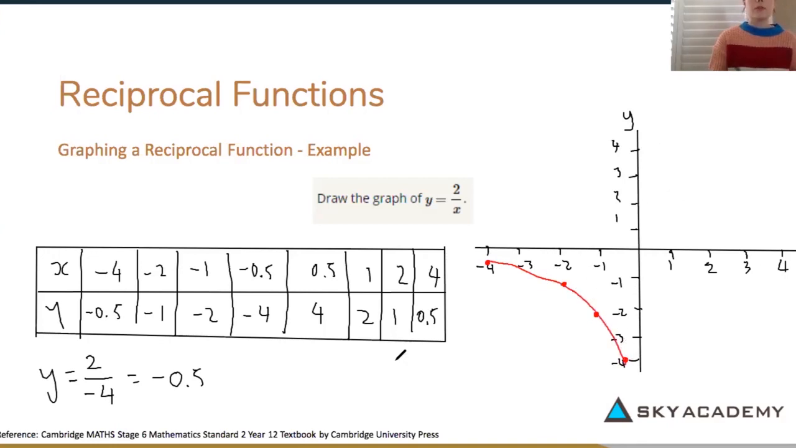And now I'm going to do the rest of it. So x equals 0.5 is going to be here, and that's going to equal 4 up there. 1 is going to equal 2. 2 is going to equal 1. And 4, 0.5. Like so. So that's how you create a reciprocal function.